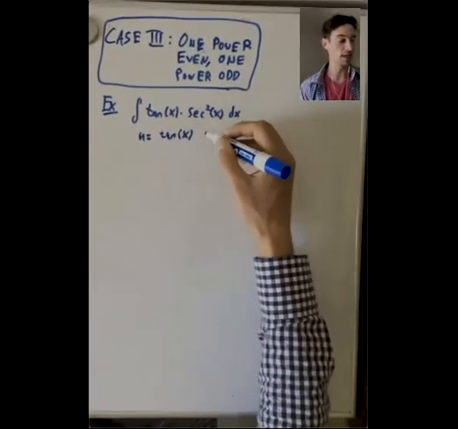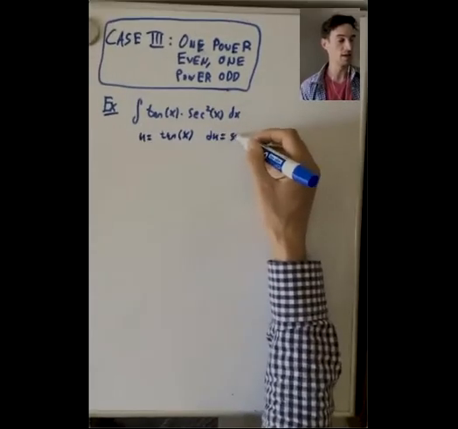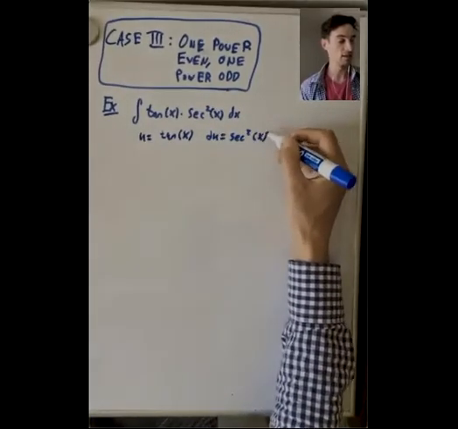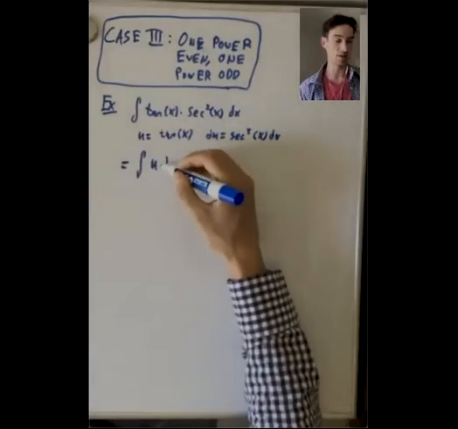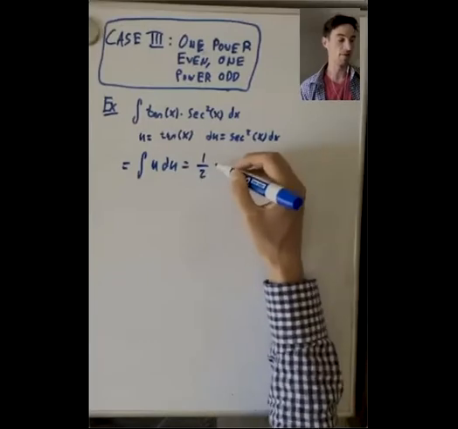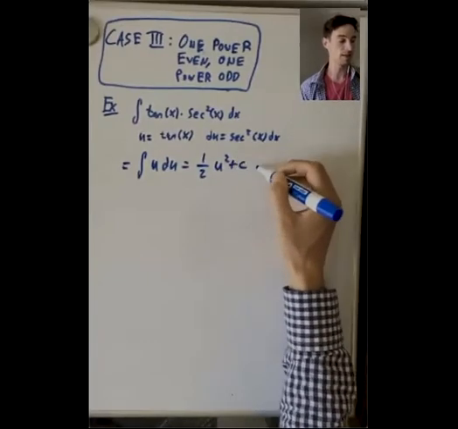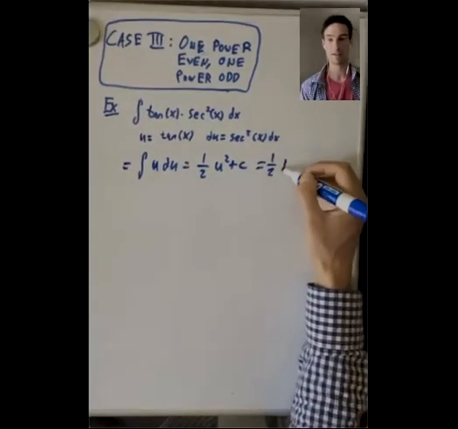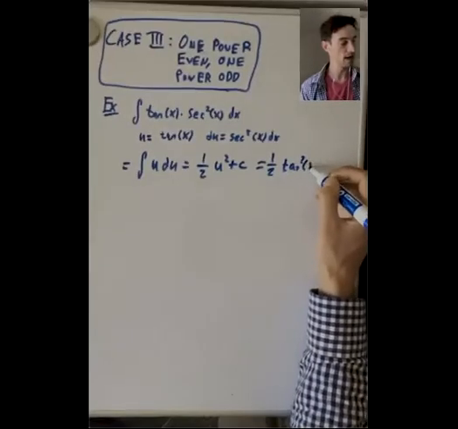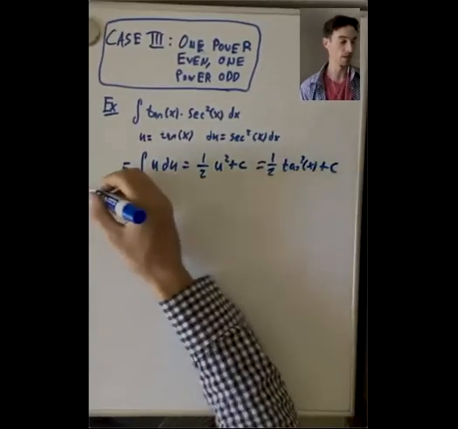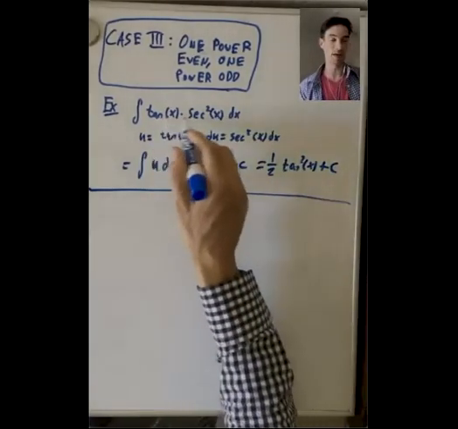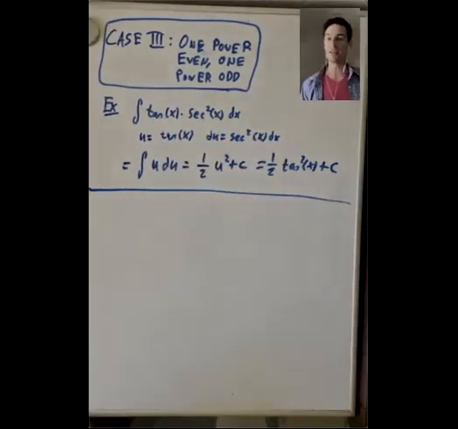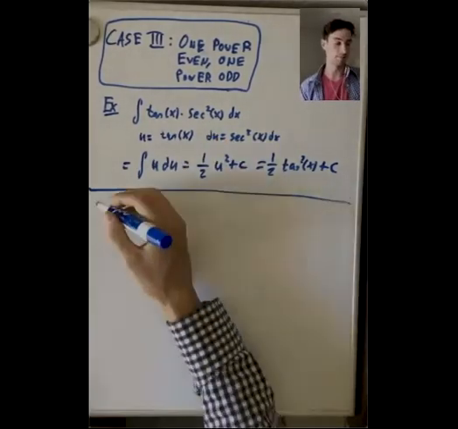You let u equal tangent of x, so du equals secant squared x dx, and the integral that we want is just equal to the integral of u du, which is 1/2 u squared plus c, which is 1/2 tangent squared x plus c. So sometimes these integrals can be pretty easy. This one in particular, you don't need to do anything first before applying u substitution.